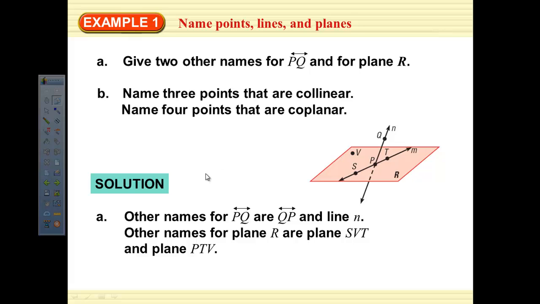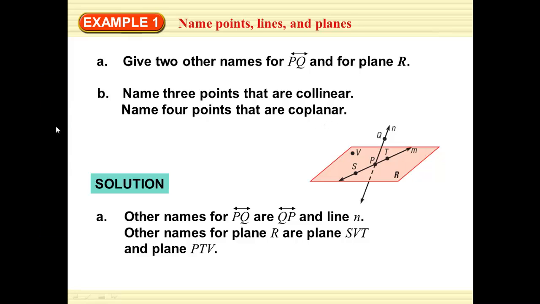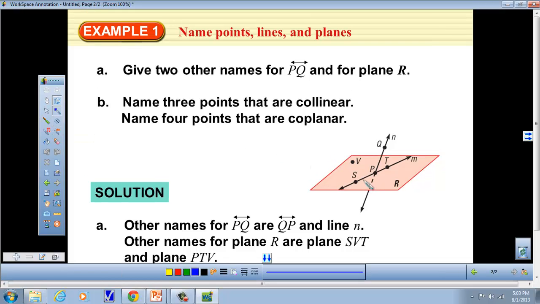Now, for the second part of this question, we're going to name 3 points that are collinear. Remember, collinear means 2 or more points that are on a line, and we're going to name 4 points that are coplanar. And again, to remind you, coplanar means 3 or more points that are on a plane. So, if we look, there's only one line that has 3 points on it. Those are points S, P, and T. And remember again, M is not a point. It's naming the line. So we would have to say S, P, and T are collinear.